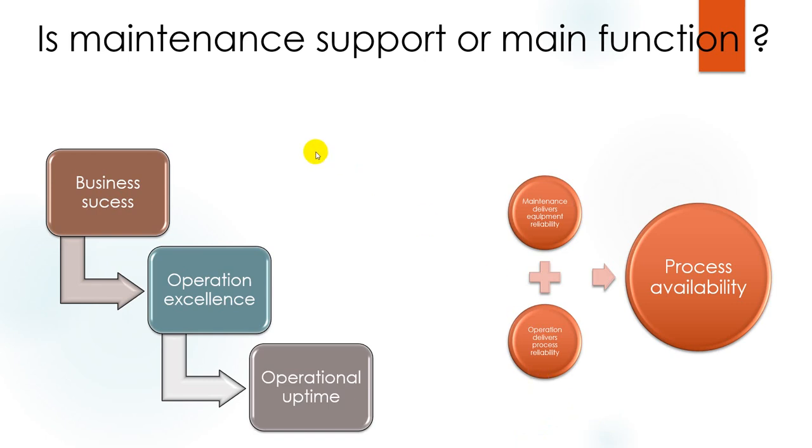So maintenance is a support activity, not a main function. Then we have two important things. Maintenance delivers equipment reliability, and operation delivers process reliability. Finally, we have the process availability. The main target for us is to have process availability: keep it running, keep the production running. This is the main function.